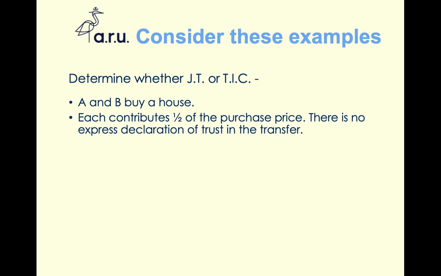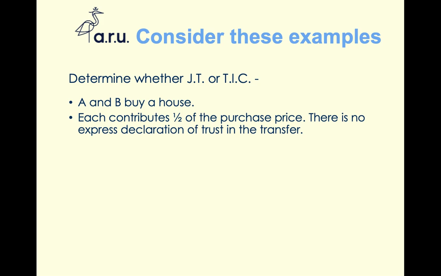So if we have that situation, A and B appear to be, or would have to be, joint tenants in the legal title. Down in equity, there are no words of severance that we're told of, so they haven't tried to sever themselves.